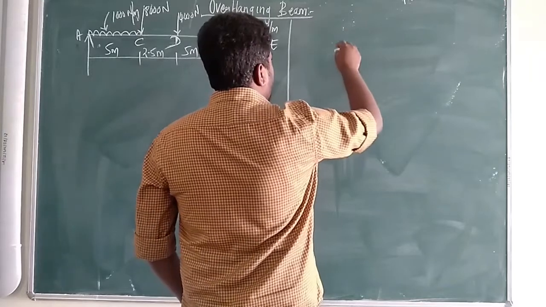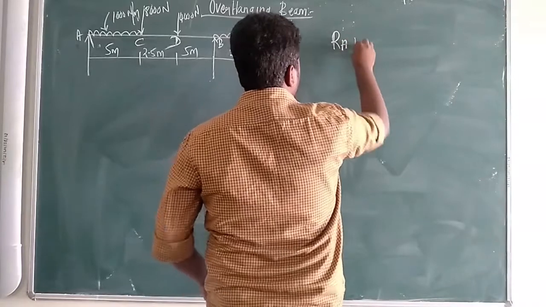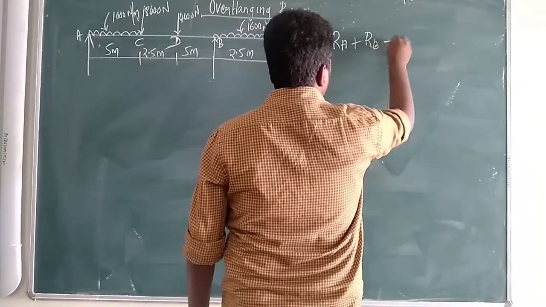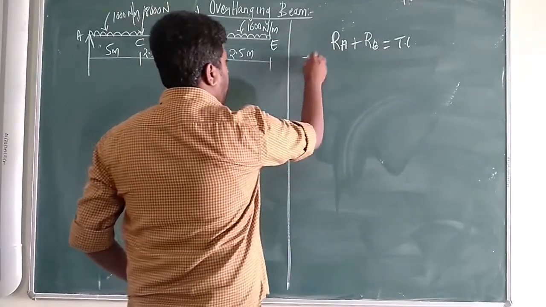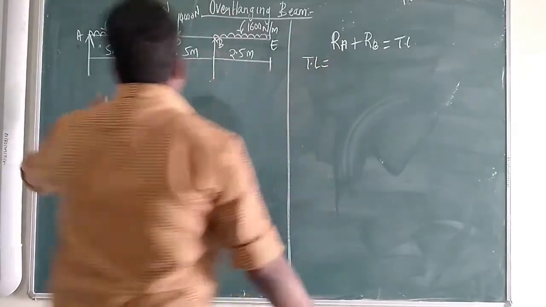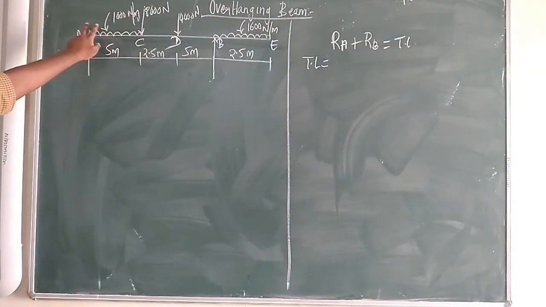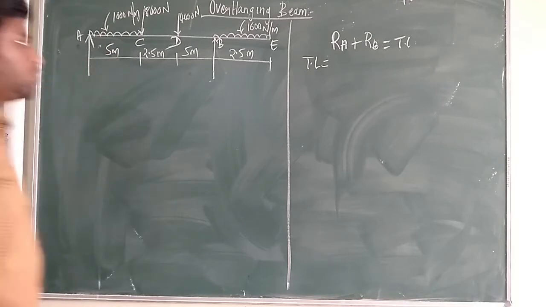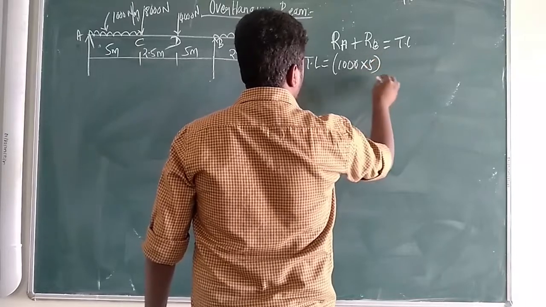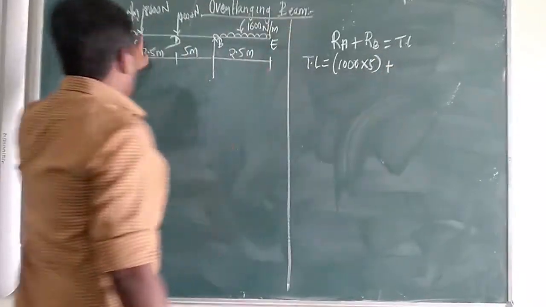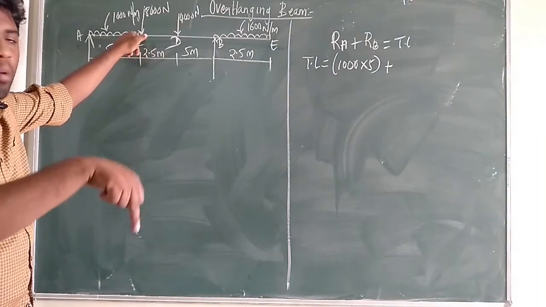How do you find the reactions? RA plus RB is equal to the total load. So now find the total load. What loads are there? There is a UDL over a span of 5 meter, so write 1000 into 5, plus one point load. This point load doesn't have any span because it is acting at a particular point.